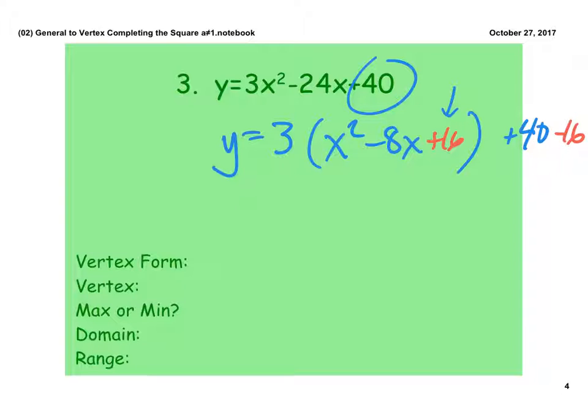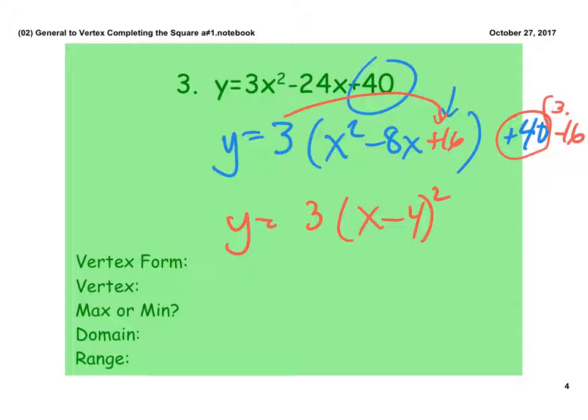But wait, this one's going to get hit with a times 3. So this one has to be hit by a times 3 to cancel each other out. Then y equals 3 parentheses x minus 4 squared, 40 minus 48, -8. And yay, I've got my vertex form. Raise your hand if you had that. Sweet, it's almost everybody this time.